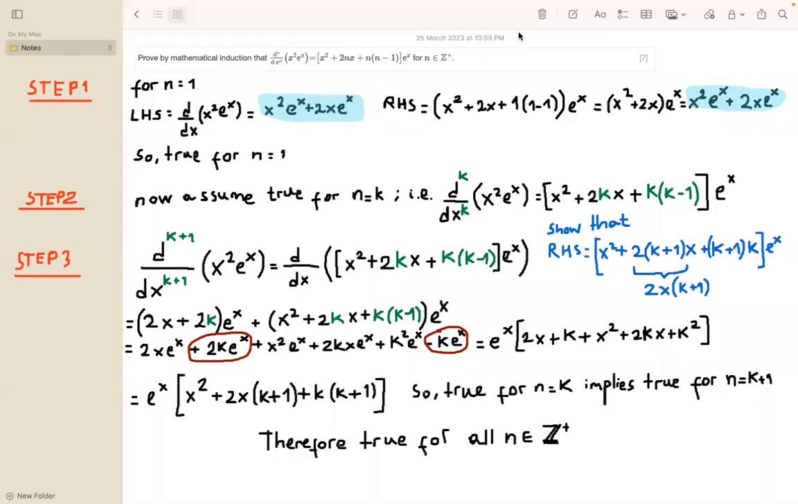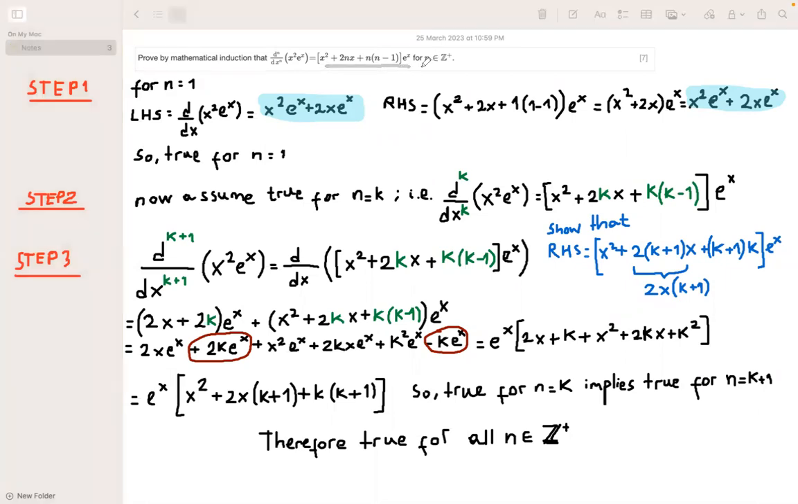Hi everyone, today we are going to solve one of the induction problems. This is the past paper question from IB HL. Prove by mathematical induction that the derivative of x squared e^x is the same as (x squared plus 2nx plus n times (n minus 1)) e^x.